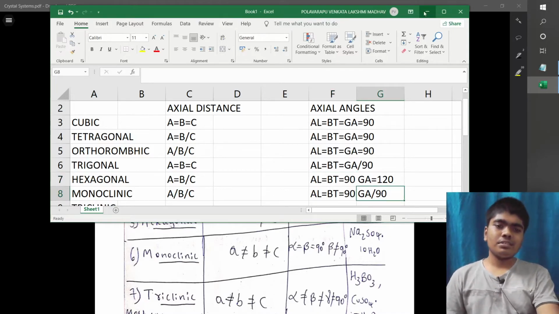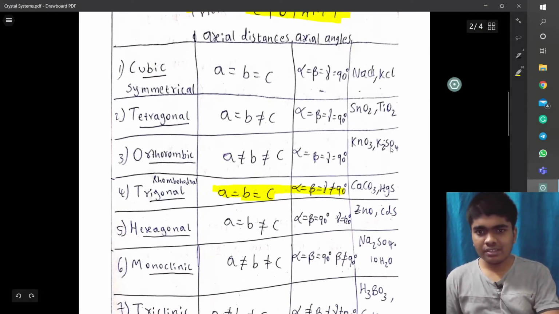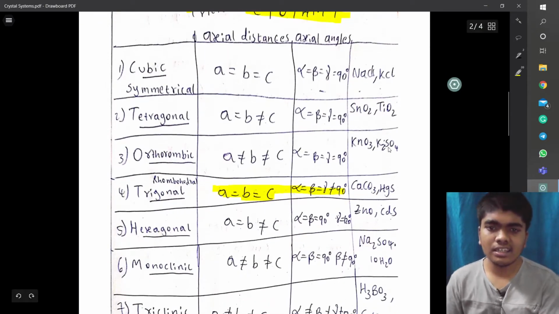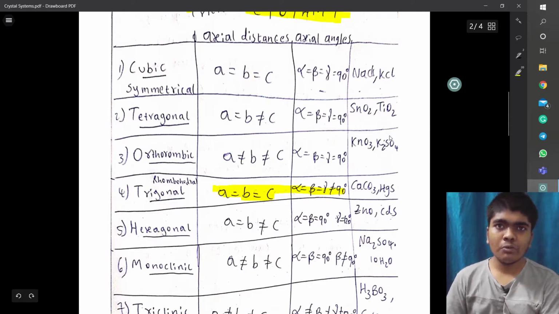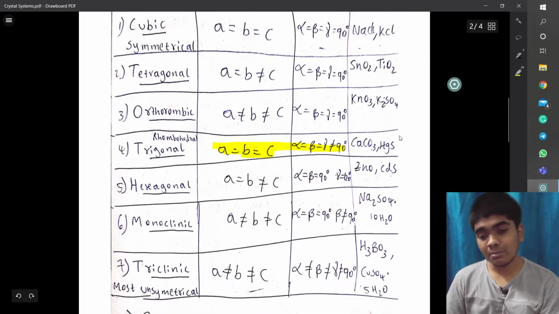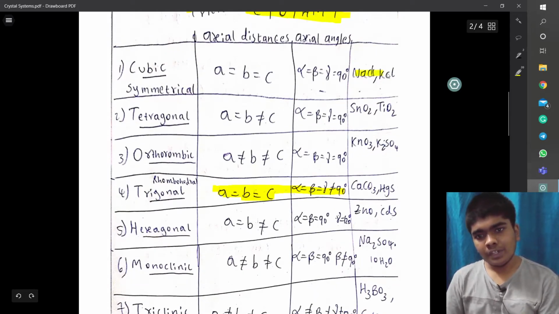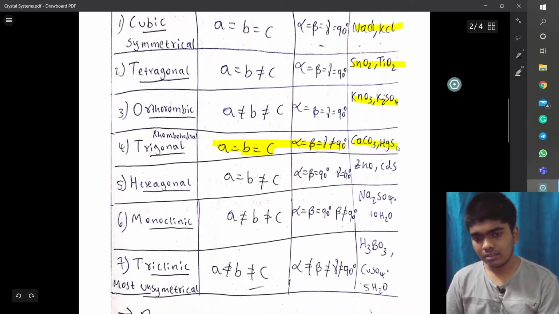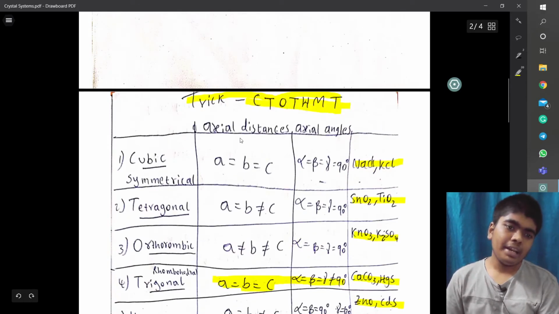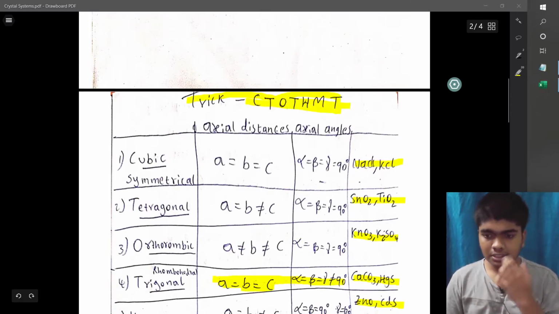And then if you get into the examples, we can say NaCl, KCl, and then SnO2, TiO2, and then KNO3, and then K2SO4. You can just remember these examples, however it is required. You can remember this as you wish, but it is not my thing to explain about these examples. But the main trick is to remember this one thing, so I will explain it once again.